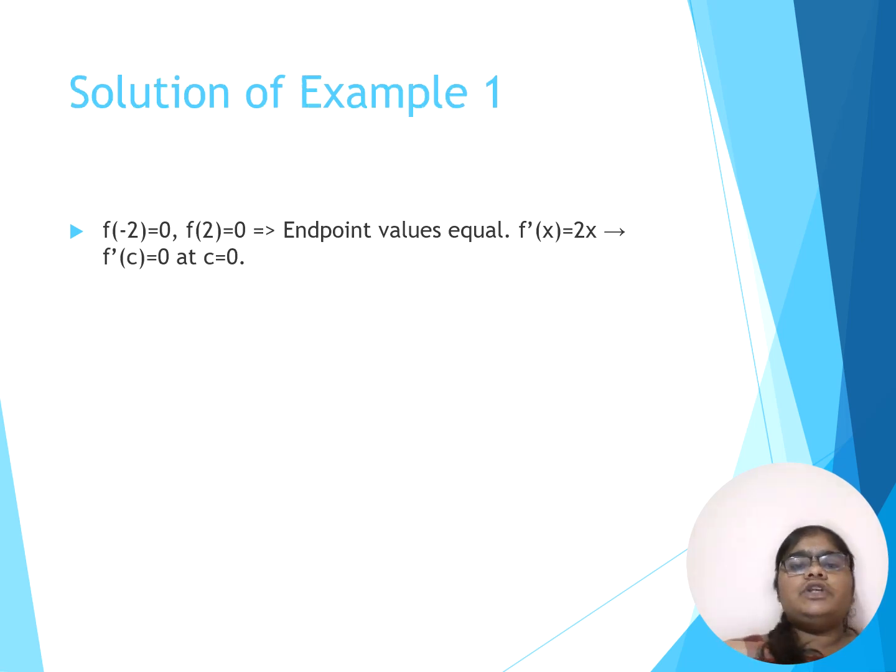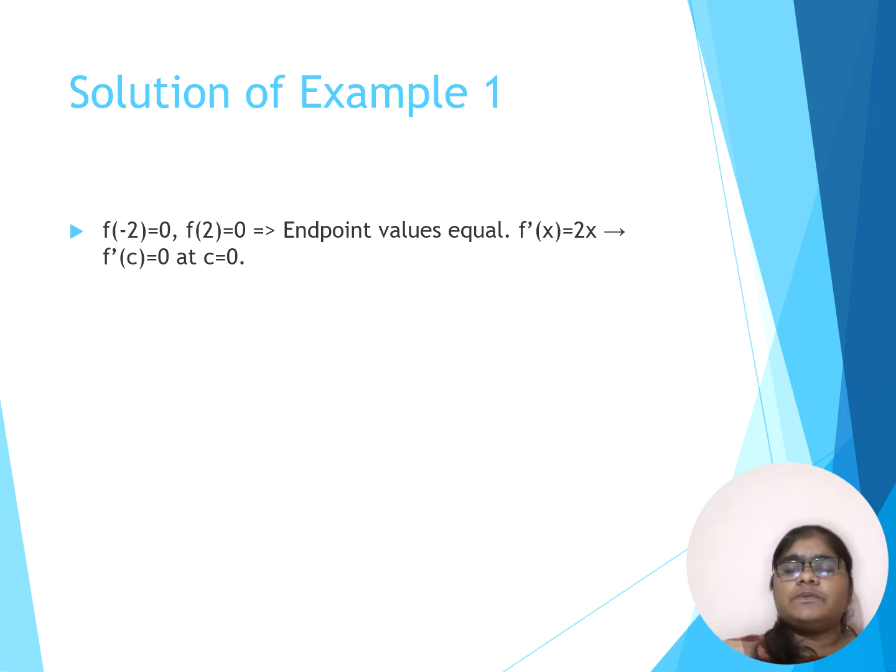So you find the solution of example 1. You already discussed the function is continuous on the closed interval and differentiable on the open interval. Now you will check the third condition. f(-2) equals 0, f(2) equals 0. It means first substitute the endpoints of the given interval in the function. The given function is x squared minus 4.